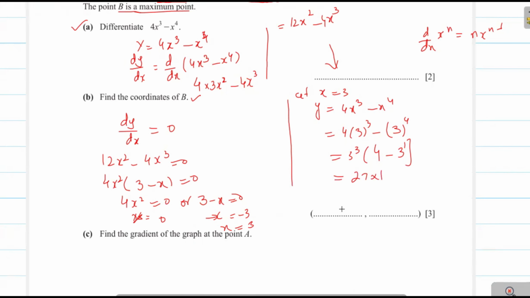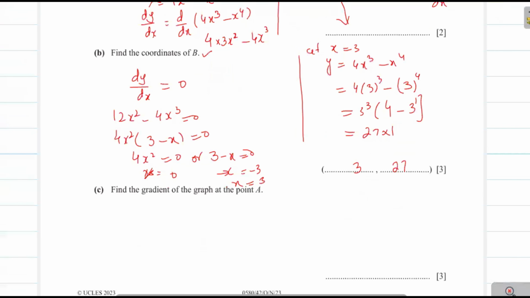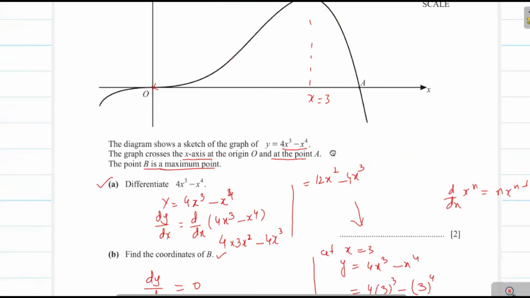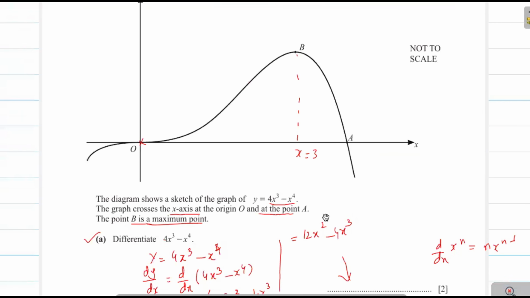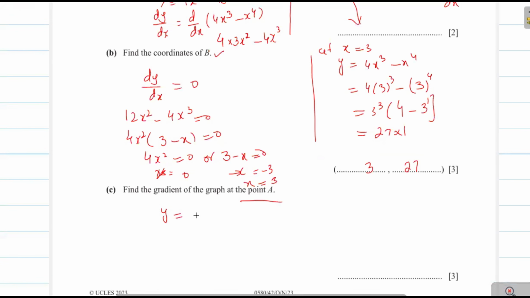Therefore, we write here 327 will be the coordinates of the point B. Find the gradient of the graph at point A. Now firstly we find the coordinates of the point A. At this point the y coordinate will be 0. Therefore we can write y equal to 4x cube minus x^4 at point A.